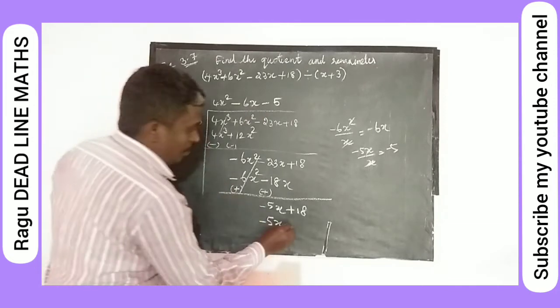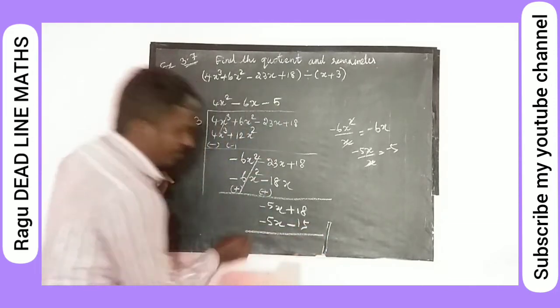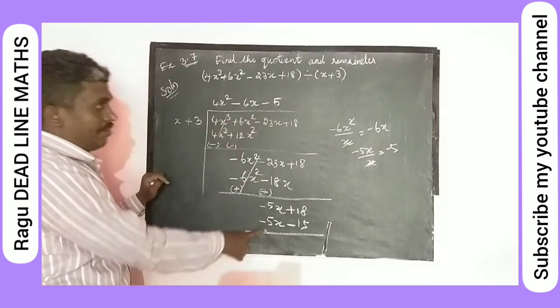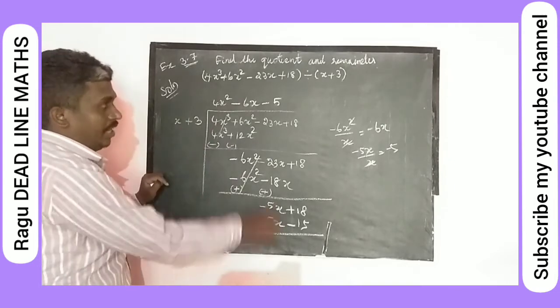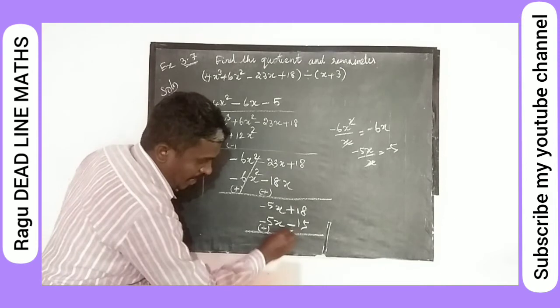Minus into plus is minus, 5 threes are 15. Did you understand? Minus 5 into x is equal to minus 5x. Minus into plus is minus, 5 threes are 15. Then again you change the sign.